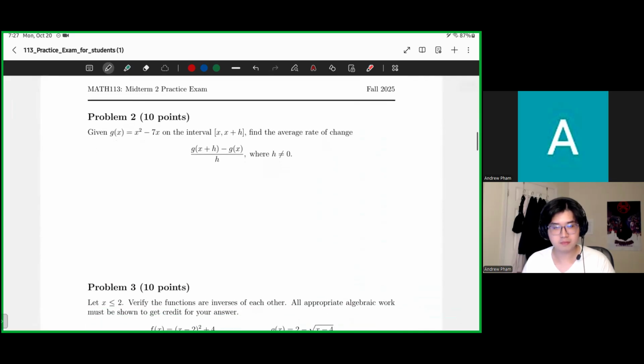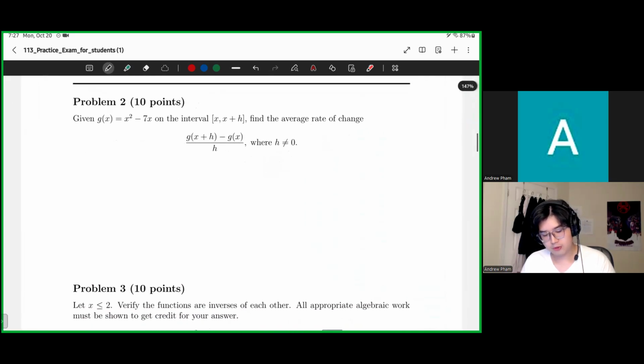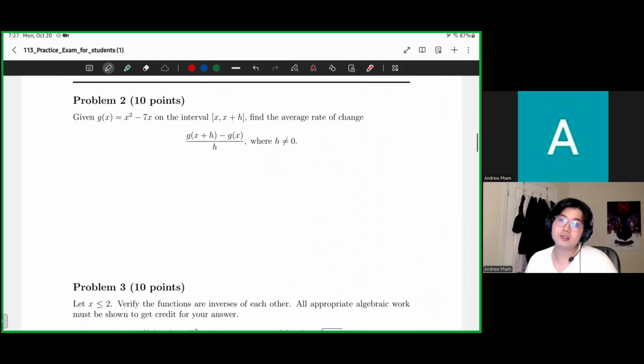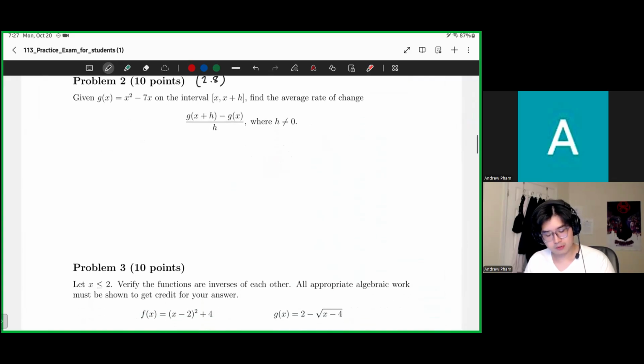Good. Moving on. Problem 2, I give you a function and I ask you to compute the difference quotient. That's what it boils down to. This is also coming from 2.8. So let's do so. g of x plus h looks something like this: x plus h squared minus 7 times x plus h, minus x squared minus 7x. So that's just g of x plus h minus g of x, divided by h.